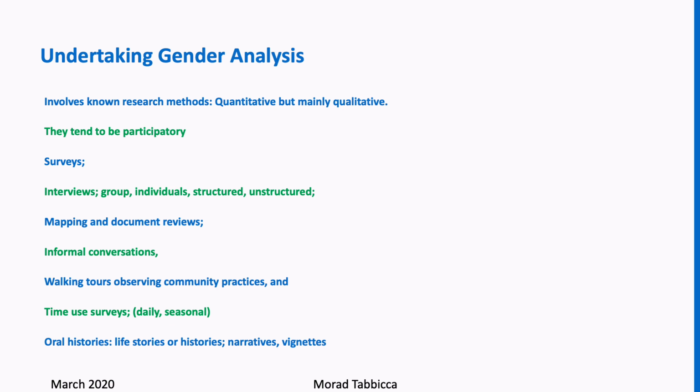A quantitative research design that you would use to do gender analysis would be a survey. You can also use interviews, whether focus group or individual interviews. They could be structured or unstructured. You can use them to collect data for your gender analysis. You can also do mapping of the community as part of getting information for gender analysis, as well as document reviews. By having informal conversations within the community, you are able to tap into the psyche of the people to understand them as they are, how they think and how they see the world.